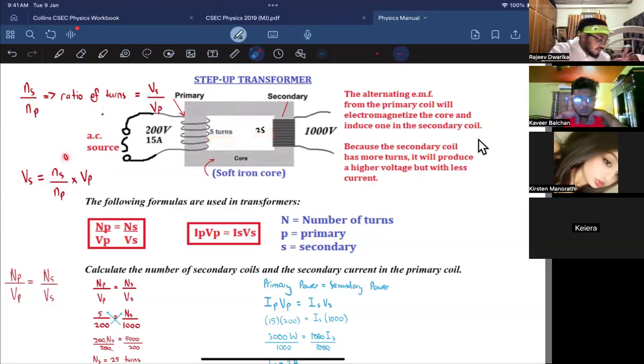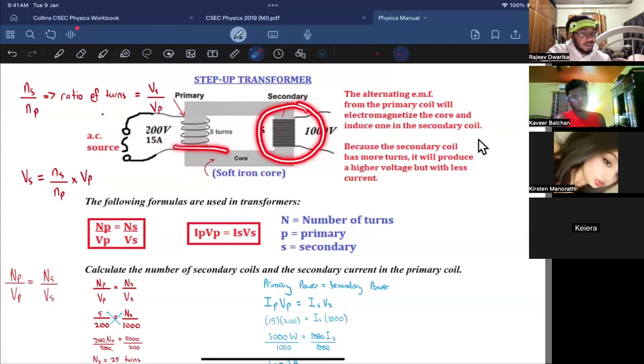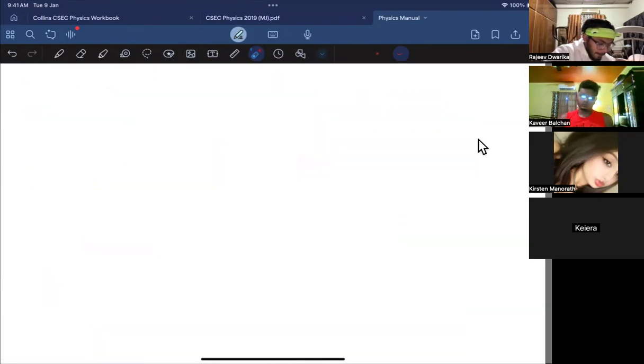Now, if I did this calculation to find the ratio of turns, and I got something that was a fraction, step up or step down? Step down. Right, because that means the voltage in the secondary will be a fraction of the voltage in the primary, which means it will be less than the primary. Make sense? Yeah. So keep those things in mind.